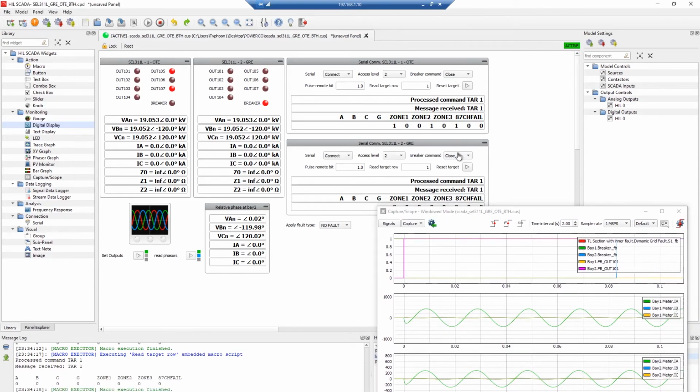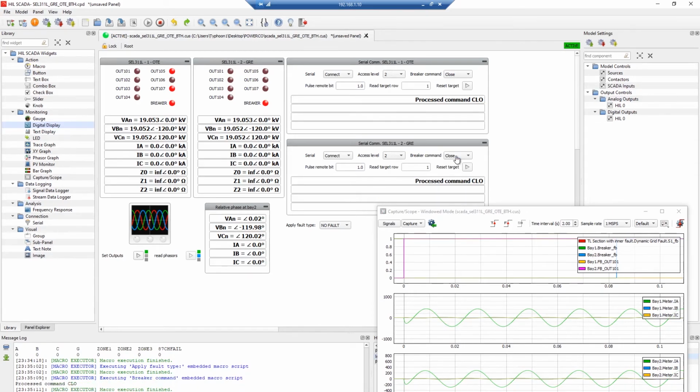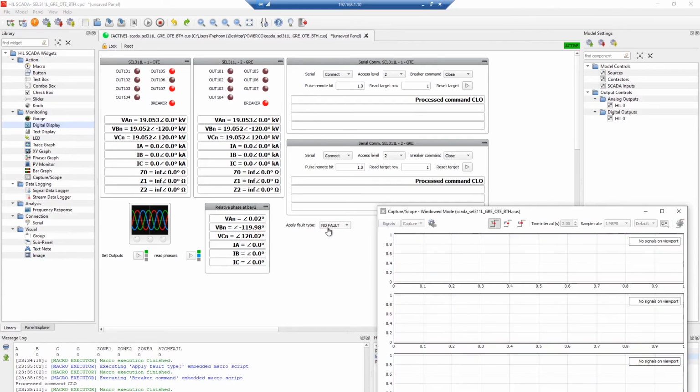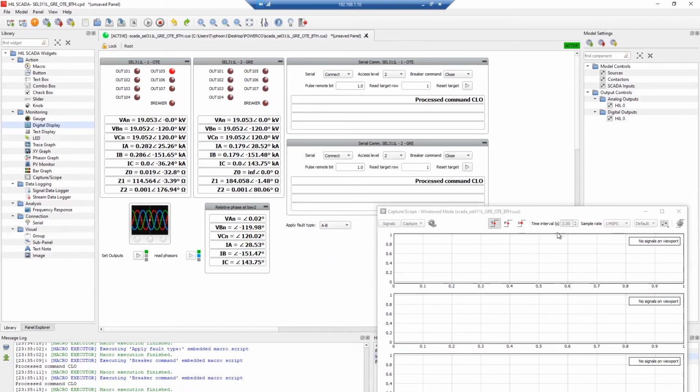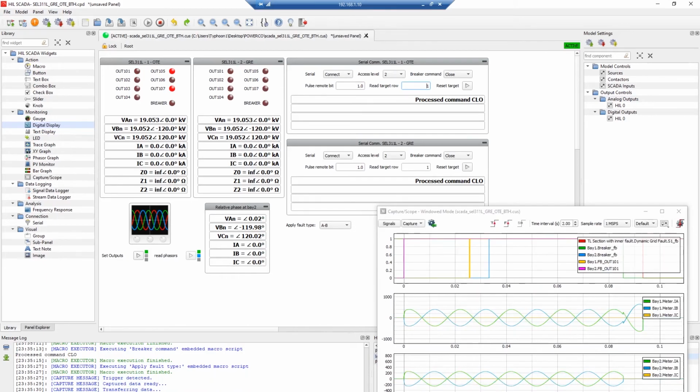Issue the command to close. And now let's do a fault between phases A and B. Let me just trigger my capture. Fault between phases A and B. Okay, both relays tripped. Let's read a little bit.